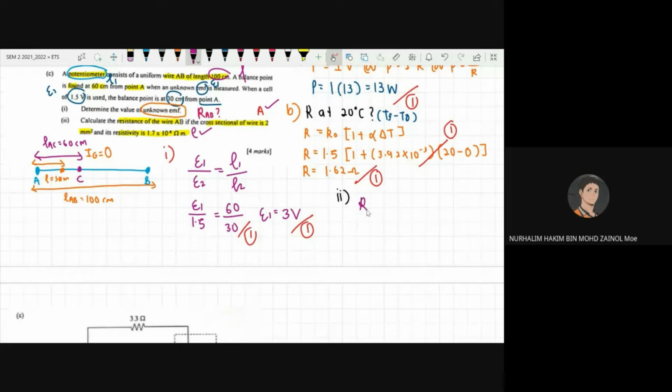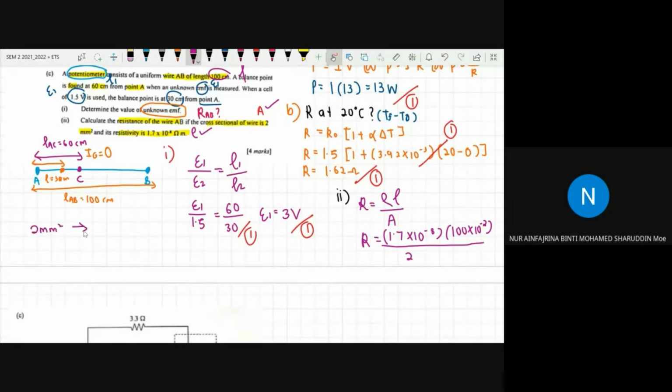R equal to rho L over A. Very good. So di mana your resistivity is 1.7 times 10 to power of negative 8. Your length of the wire AB is 100 cm. Change it to meter. Dan juga your area is 2 mm squared. Macam mana Miss nak tukar 2 mm squared kepada meter squared? 2 times 10 to the power negative 6. Very good.